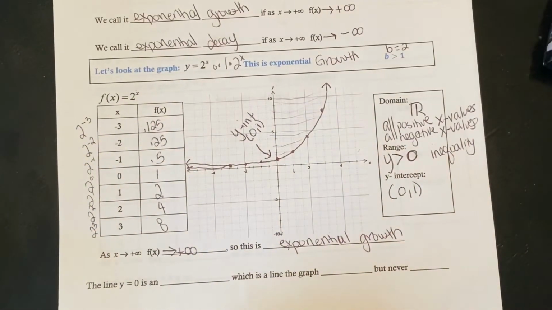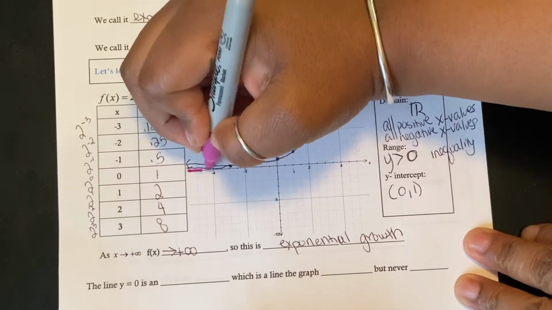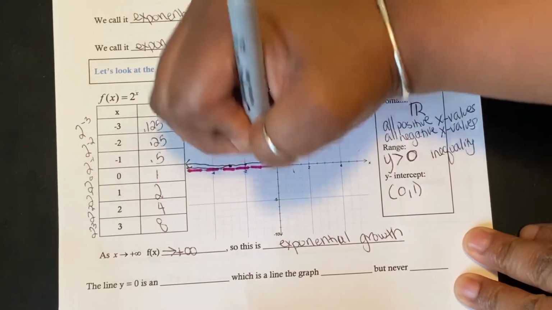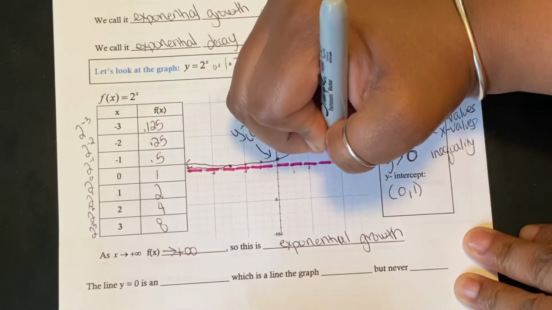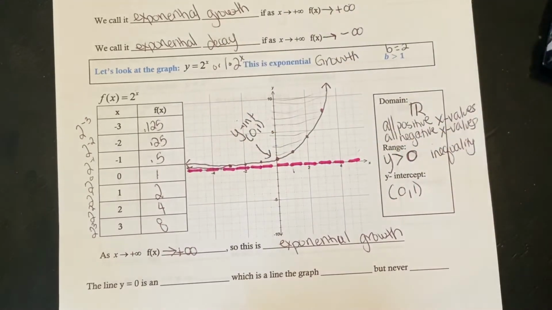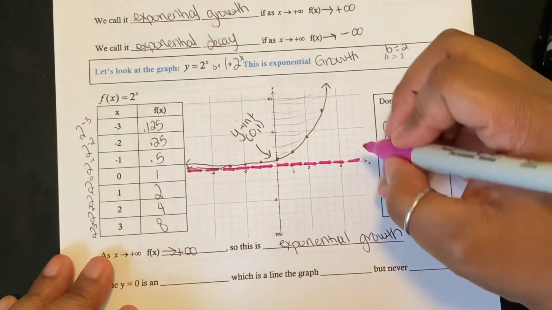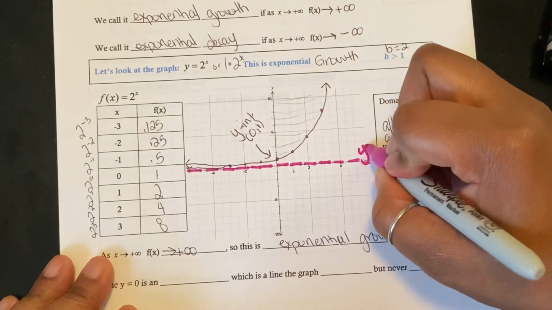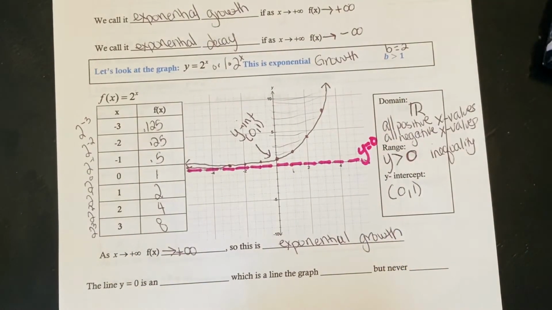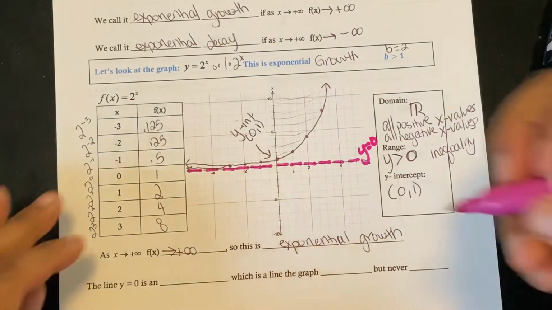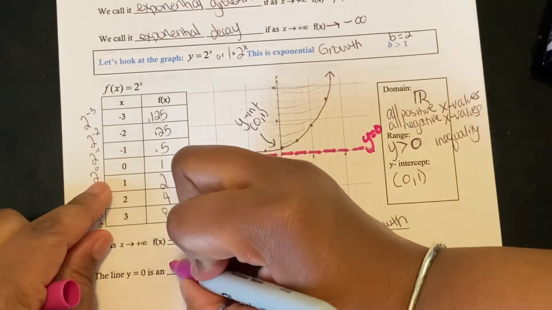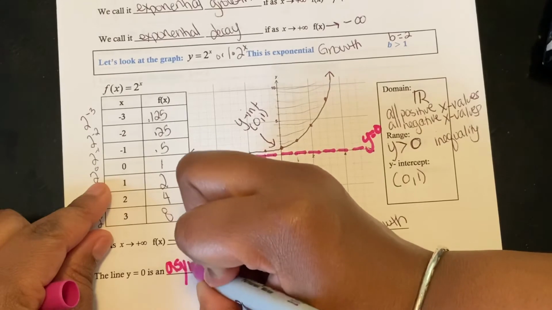Now, I do want to highlight a special feature of this graph. This is something new that you guys are probably just learning. So this line right here, remember I said that the graph doesn't touch 0? It just merely approaches 0. Well, this line here, y equals 0, we call that an asymptote. One of my favorite words in math, asymptote.